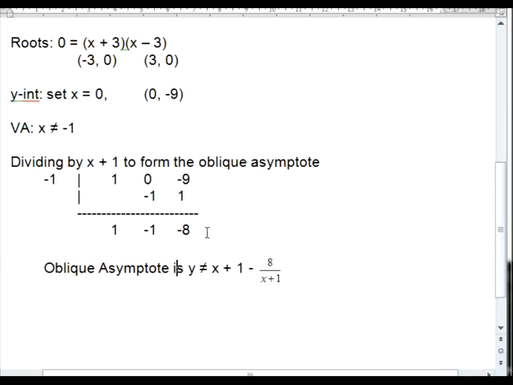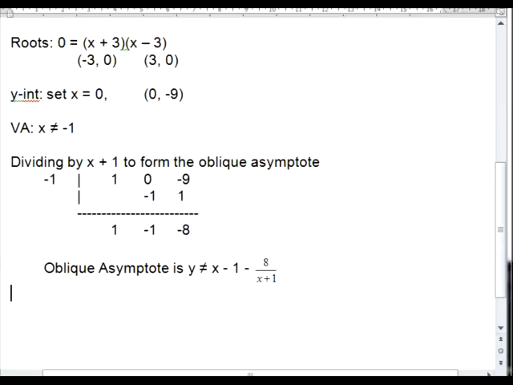So that should just be x minus 1. Right, because if the root here is for x plus 1, when you're using synthetic division, that should be negative 1 there. Okay, so this is our oblique asymptote, x minus 1 minus that.